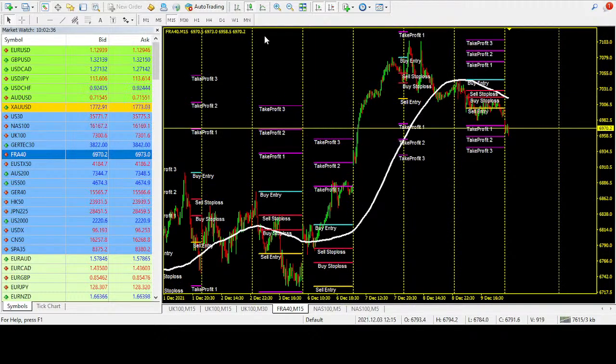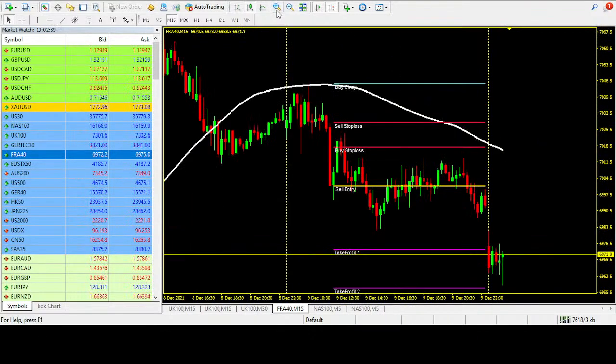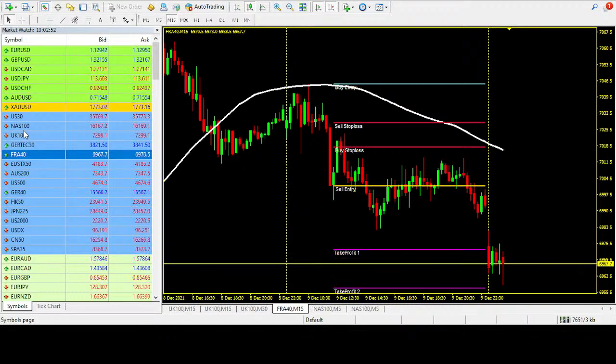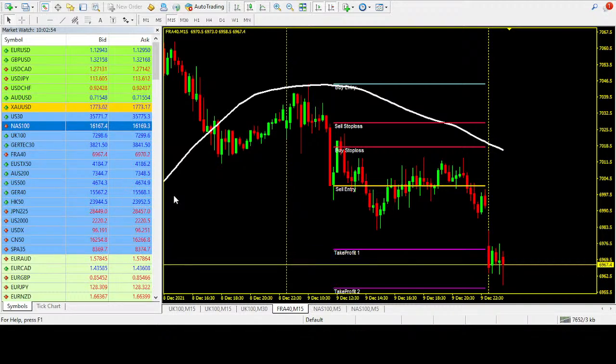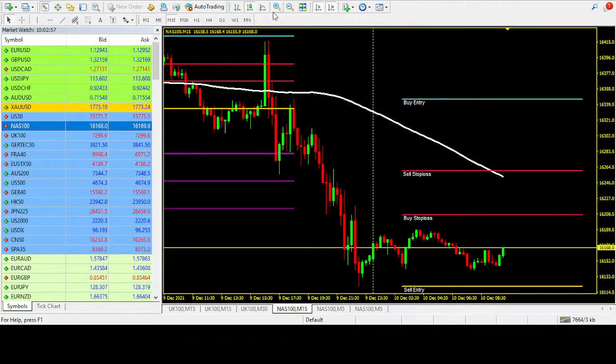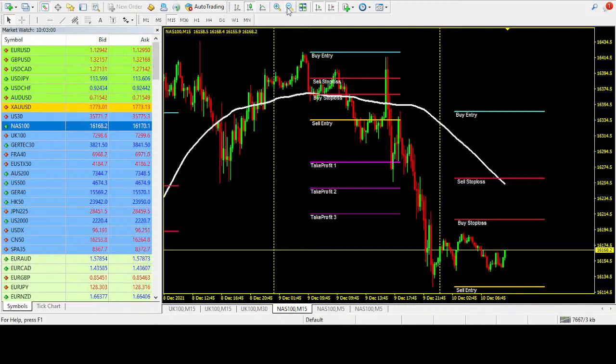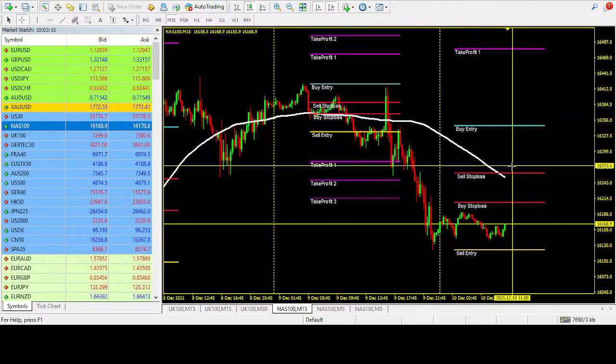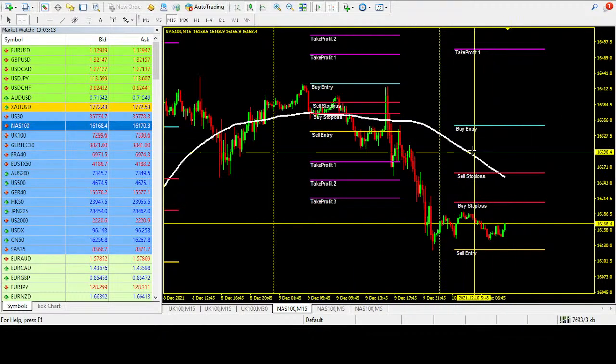All right, pretty much the same thing is happening on the indices. We had entries yesterday. You see France 40 gave an entry right here, and then it hit take profit 1 this morning. So we have pretty much the same type of movements. We just have to pick a market and roll with that one. Let's look at the NAS 100. Something interesting is happening here on NAS 100, and I think this might be a trade for the London to the downside, because we are underneath the 100-period moving average.